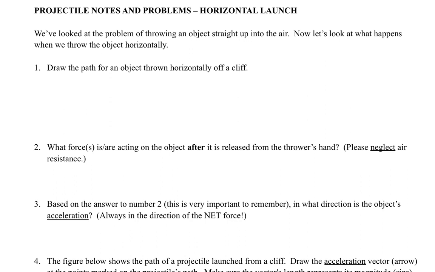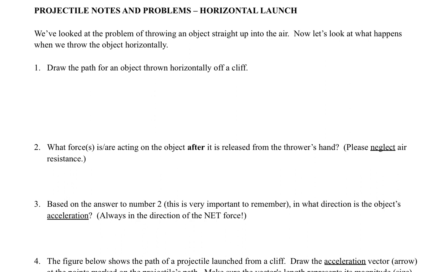So let's go ahead and draw the path for an object that's thrown horizontally off a cliff. For today, we're going to limit ourselves to looking at projectiles that are launched horizontally. So the projectile will still be moving in the horizontal and the vertical direction, but we're not going to throw it at an angle just yet. We're just going to throw it horizontally.